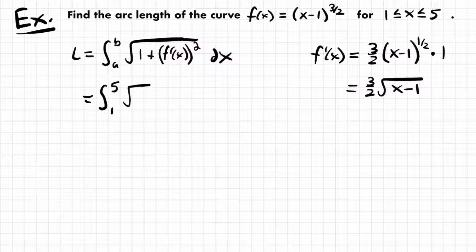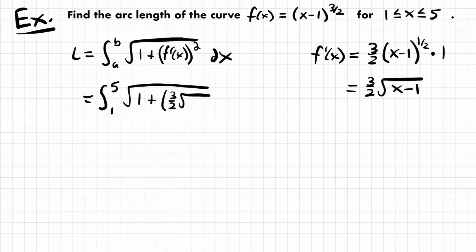And then we'll have the square root of 1 plus our derivative squared, which is 3/2 times the square root of x minus 1, and then we'll square that. And then don't forget to multiply by dx. All right, so we wrote in our bounds of integration and plugged in our derivative for f prime of x, and now we are ready to solve this definite integral to find the arc length of our curve.